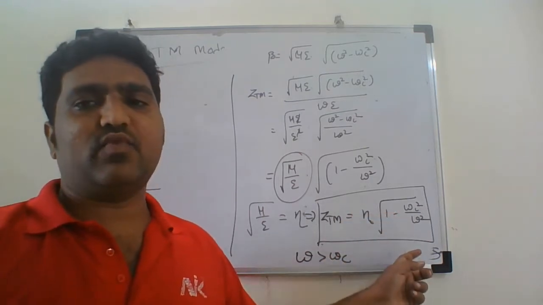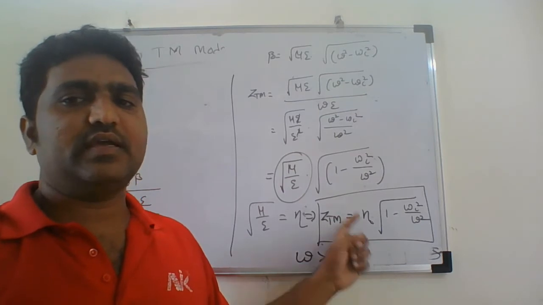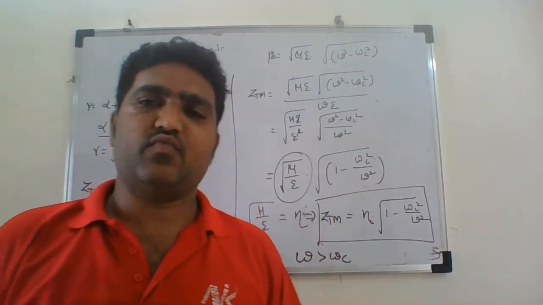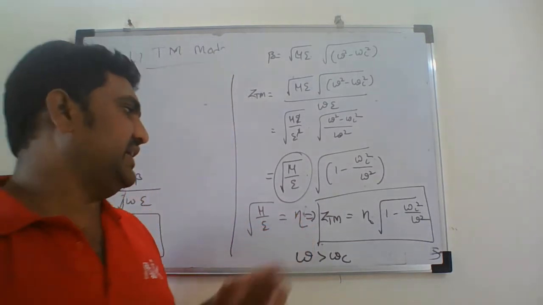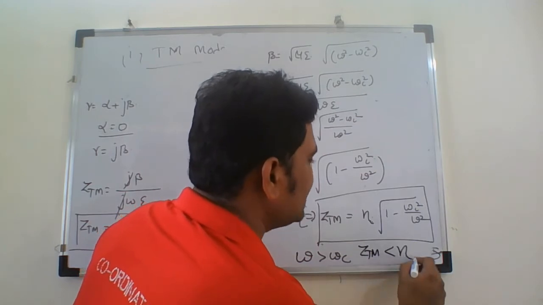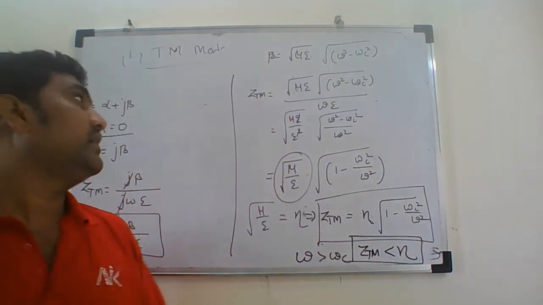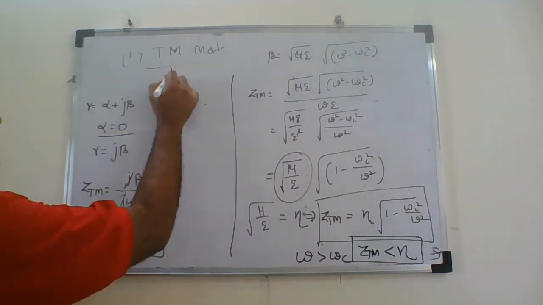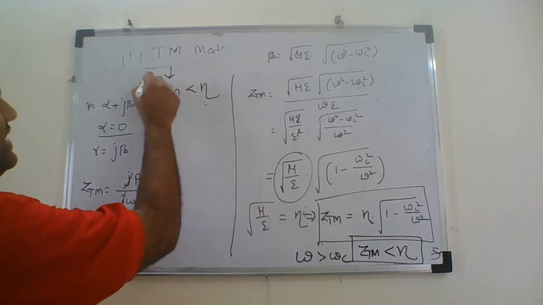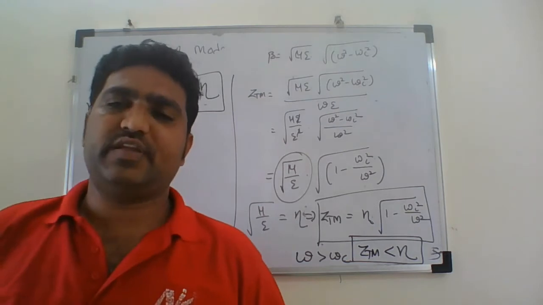So the root of something less than 1 will become much less than 1. So the neta value is getting multiplied with a 0.something, which is less than 1. Therefore ZTM, in all cases, will be less than neta. This is a very important conclusion we have to remember. In the case of transverse magnetic mode, the wave impedance will be less than the intrinsic impedance of the waveguide or free space.